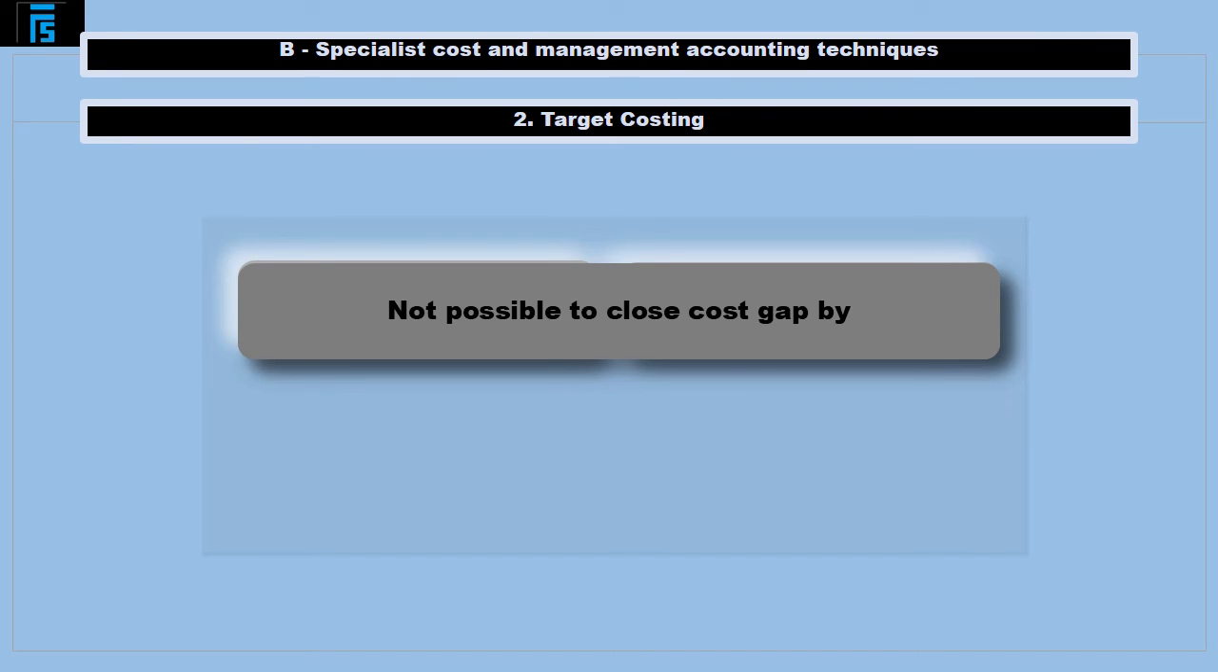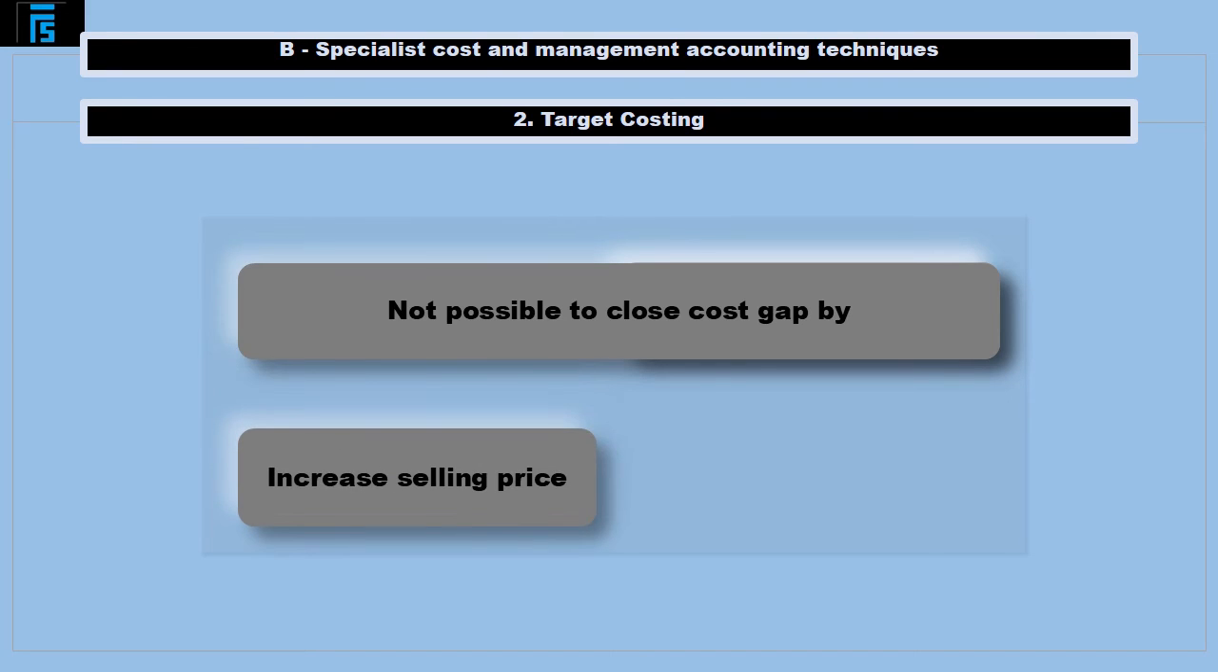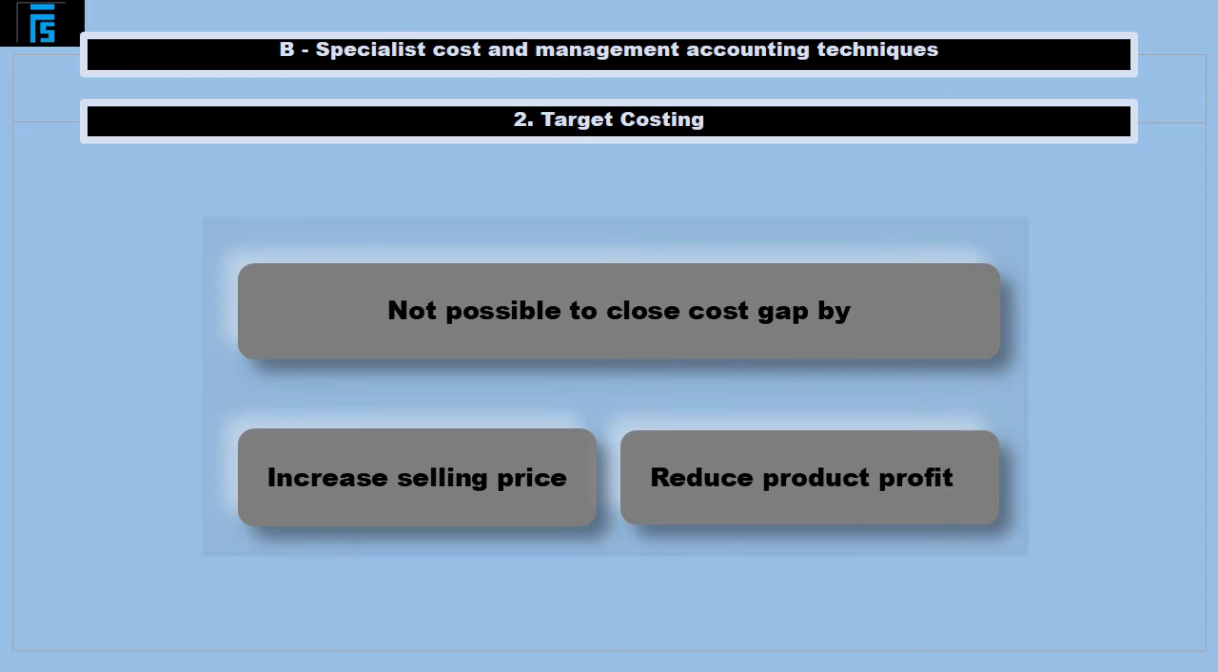Note that it is not possible to close the cost gap by increasing the selling price or reducing the profit of the product. The sales price and the required profit have already been determined by reference to factors external to the company.